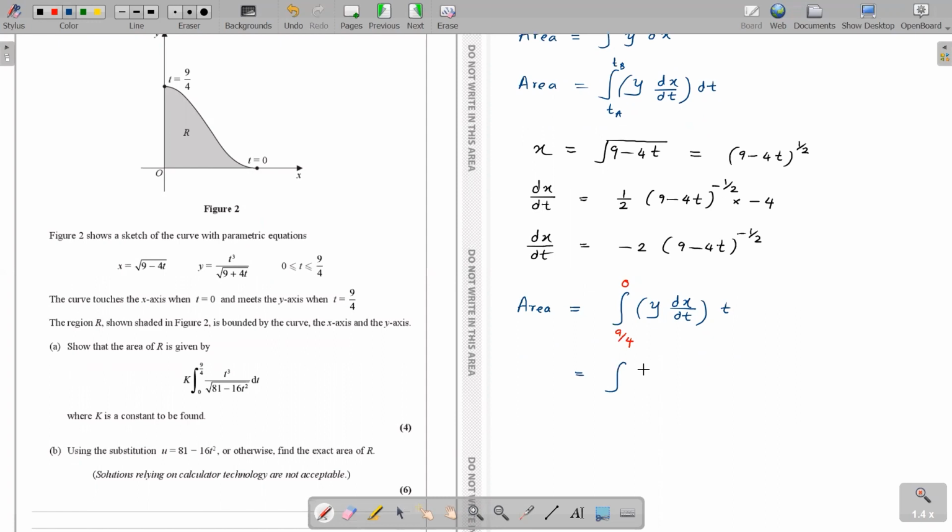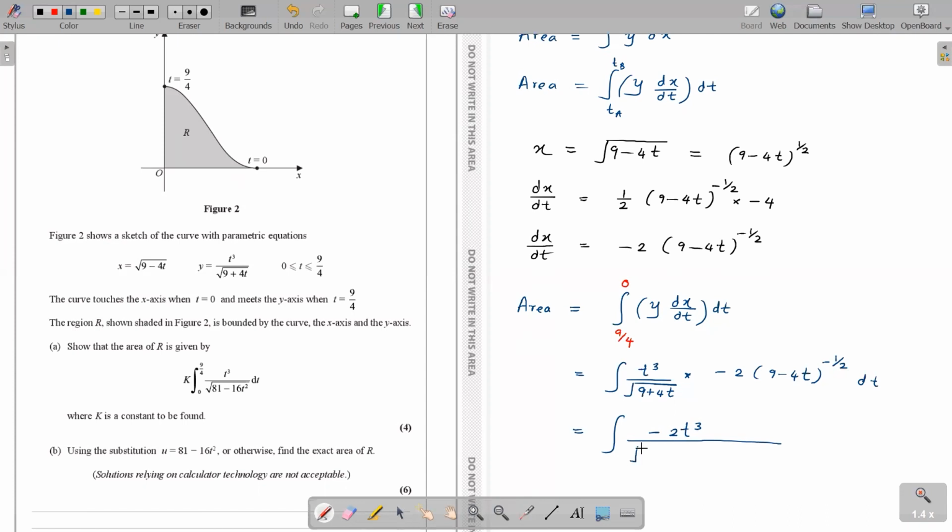So y will be t cube over root 9 plus 4t, right? And then multiply by dx by dt, which is minus 2 times 9 minus 4t to the power minus half, with respect to t. This is okay. So now I need to rearrange this equation and get what? I need to show that. So let's just rearrange the equation here. So I end up getting here, first of all, minus 2 t cube, and you know what I'll do here? This is a negative half, right? Shall I bring it down?